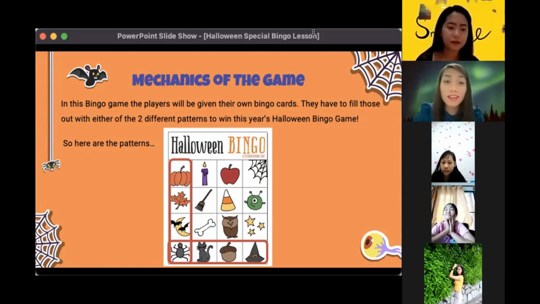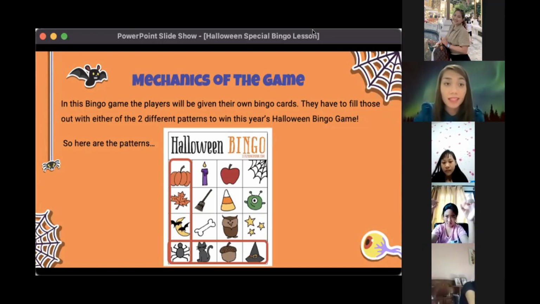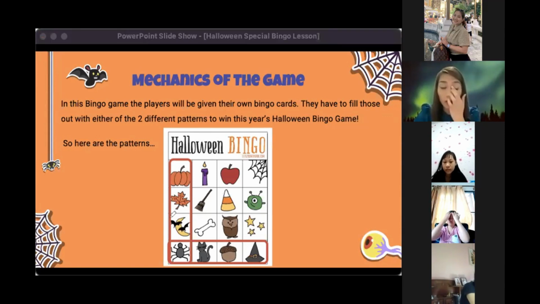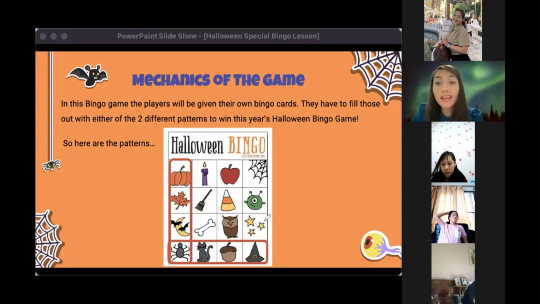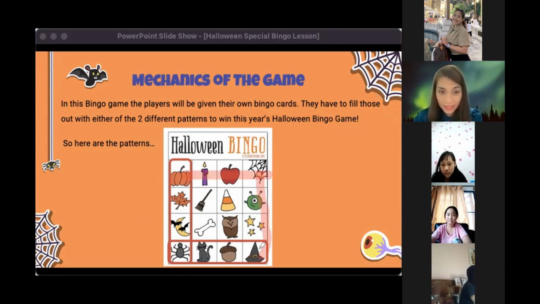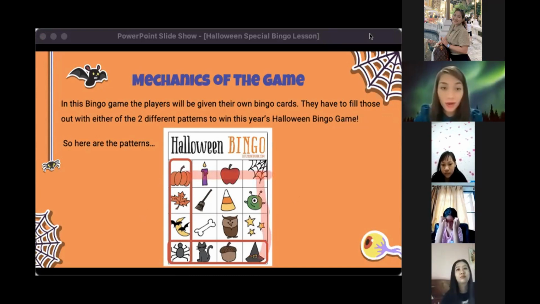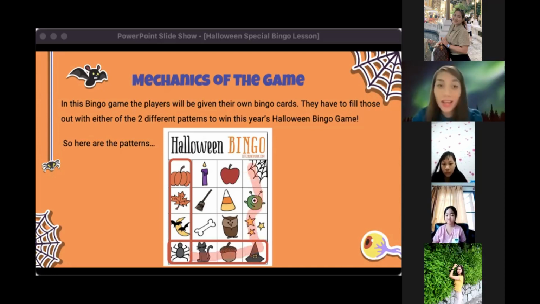Now here is the first pattern. Again, this is what we call the L-type pattern. If you got the vocabulary from here to here, then you will say bingo. Again, not just here, as long as it's L. So you can do this and this, and also you can do this and this. As long as it's L. Did you understand?